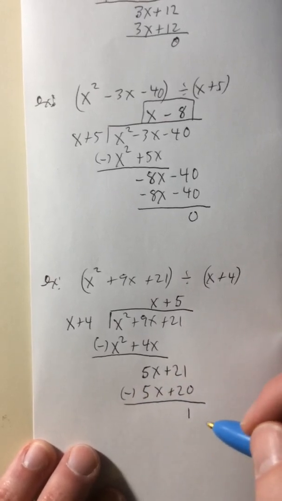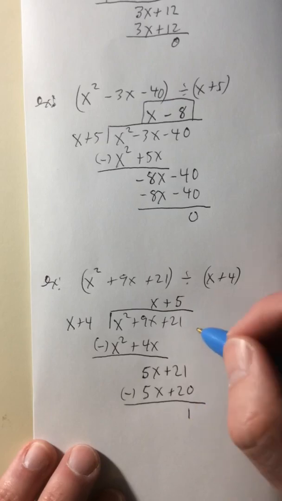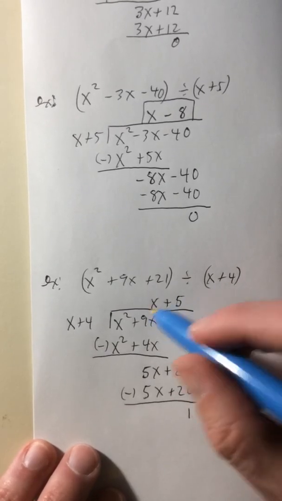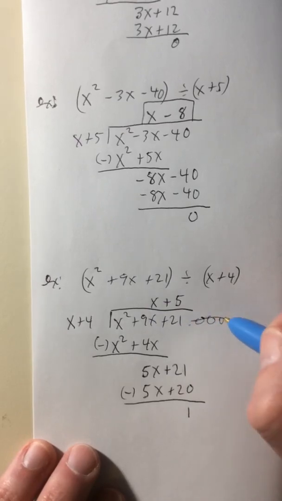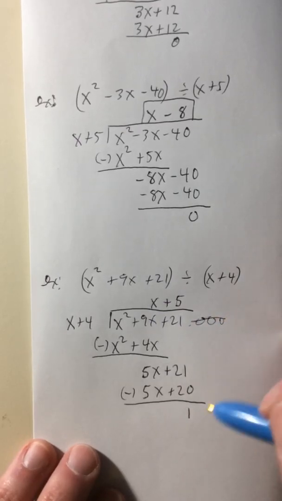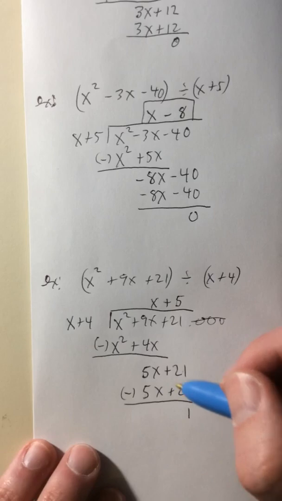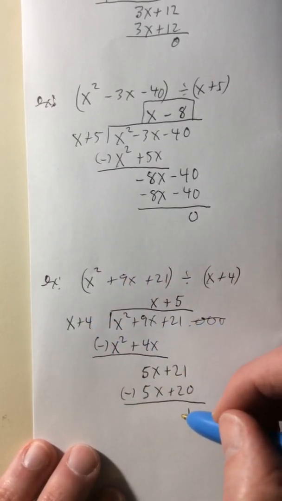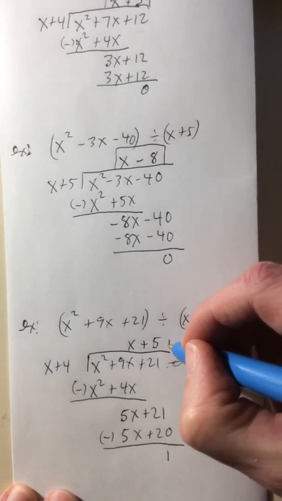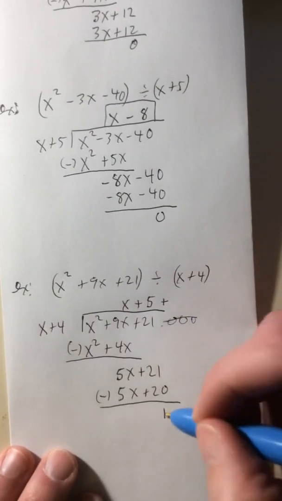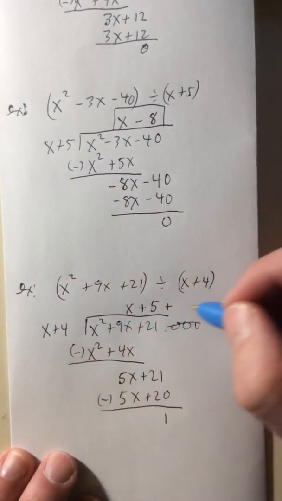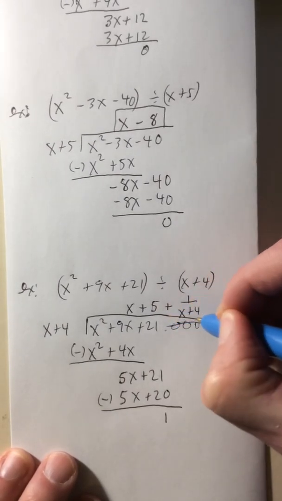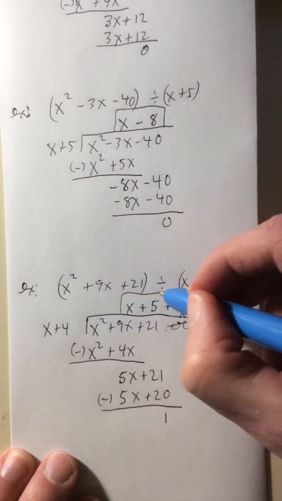There's our remainder. So what do we do with our remainder? Well, we could put a decimal point here and put some zeros, but that doesn't really make any sense in this kind of situation, so we're not going to do that. So what we do is we take this number here and put it over what we're dividing by, which is that thing right there. And this is a positive 1, so we put plus because it's a positive 1. And then we do 1 over x plus 4. And that's what we do with the remainder. So there it is. All done.